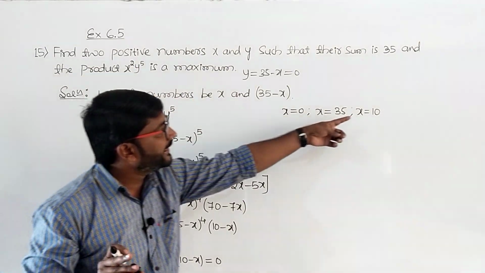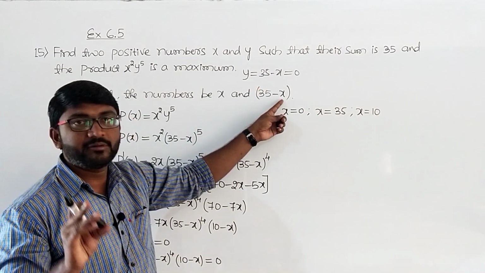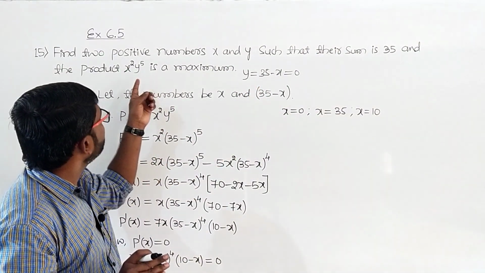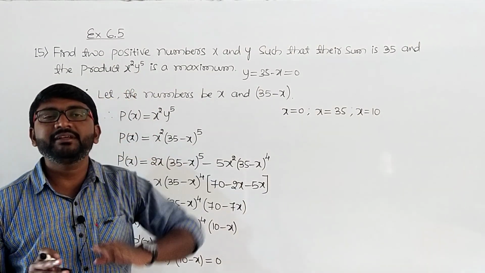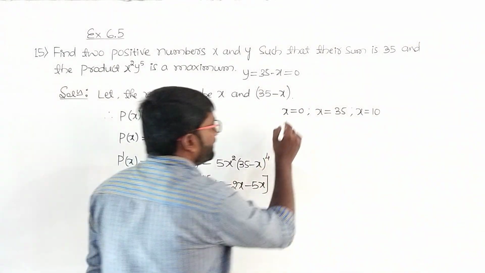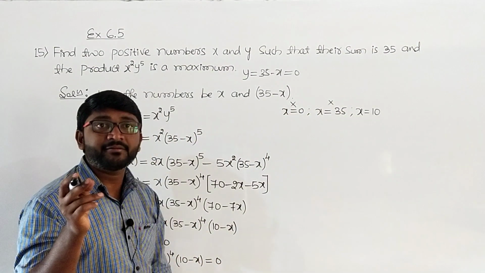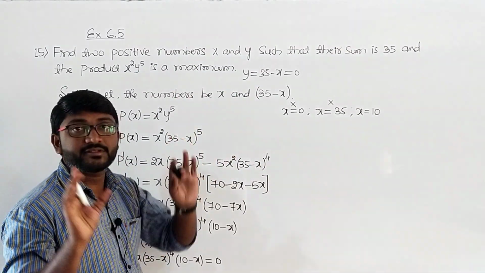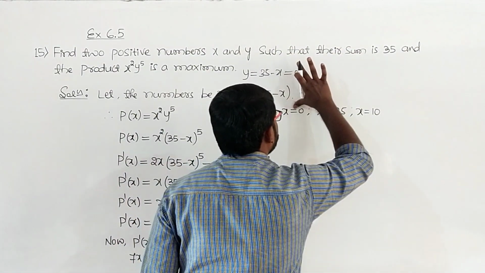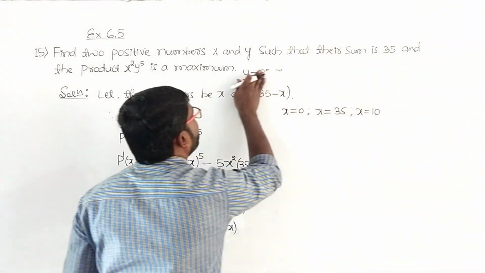So now take x equal to 10. x equal to 10 means 35 minus 10 will be 25. So here x equal to 10 and y is 25. That means the product will be maximum. Therefore, we are not supposed to consider x equal to 0 and x equal to 35, because as I have given the explanation, the product becomes 0. So that is why we should not consider them. So here we have to write x equal to 10 is the only critical point.